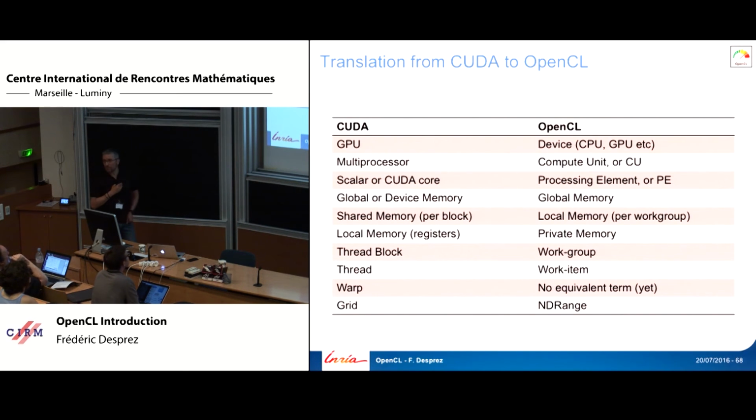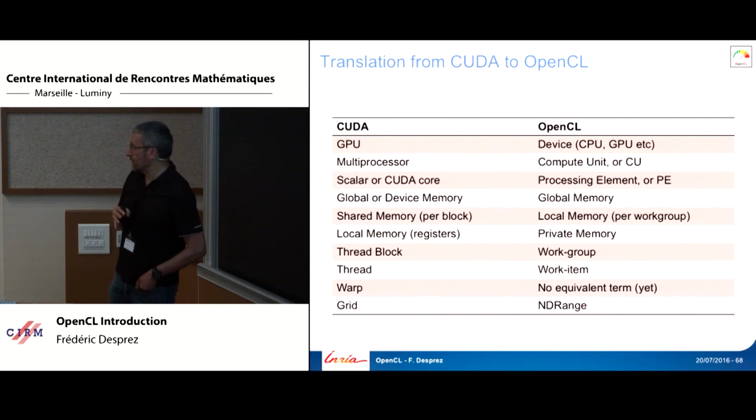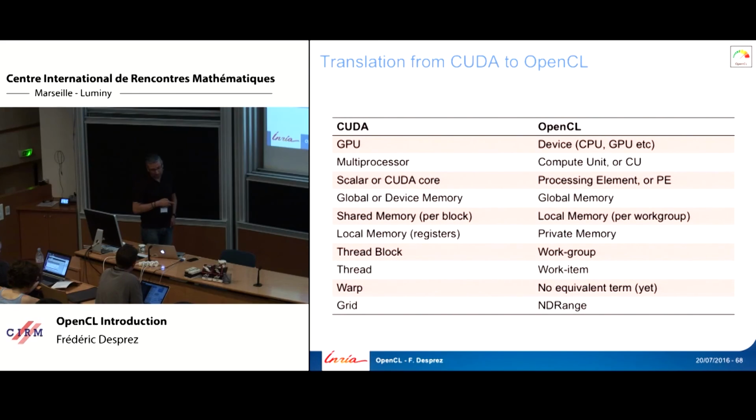There's a lot of translation between the two, in the same way of programming things. There are some differences. You don't have warps in OpenCL, but you have work items and work groups, even if they are not named the same. You have local memory and private memory, instead of shared memory and local memory. Of course, it targets some similar architecture, so it's quite easy to go from one language to another one.